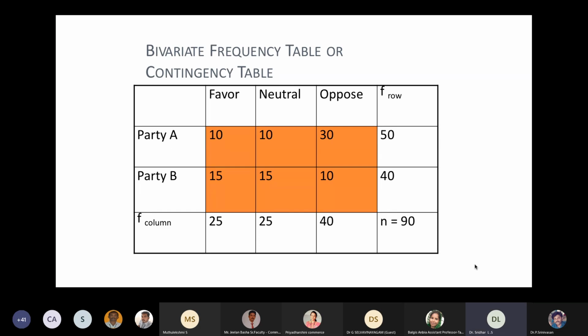You can see that this is bivariate. Earlier, it was not bivariate; that was univariate. This is bivariate. You can see party A and party B, and their positions: favorable, neutral, and opposition. Of party A's 50 people, 10 voted in favor, 10 neutral, and 10 opposed the agenda which was proposed. Party B has 15 favorable, 15 neutral, and 10 opposed. In this category, 90 is the total.